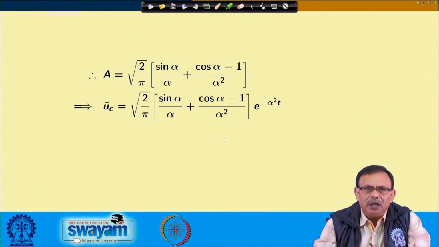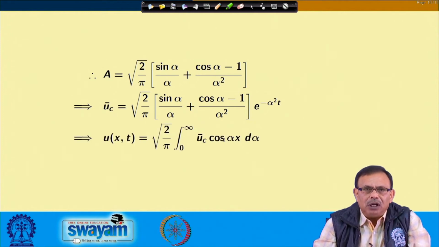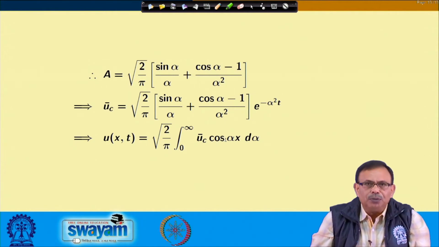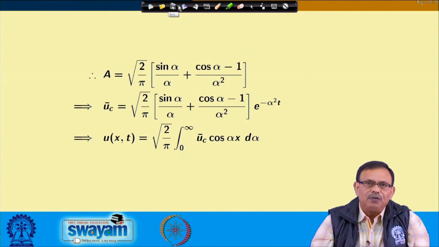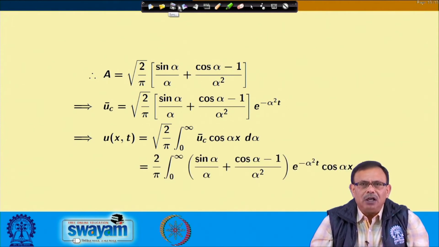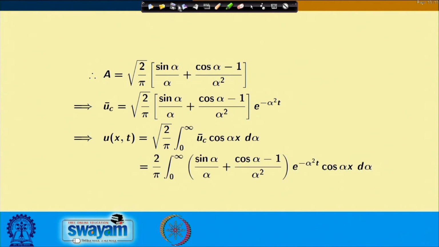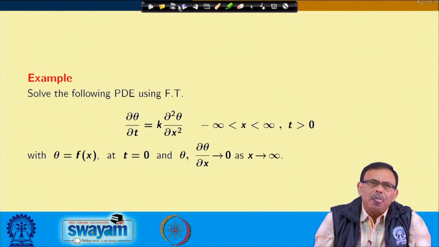Once I obtained a, I can find out u bar c as a function of alpha and t, and from here I can write down u x t is equal to root over 2 by pi, 0 to infinity, u bar c cos of alpha x d alpha, and you can substitute the value of u bar c over here and you will obtain the required integral. If I evaluate the integral, I can find the value of u x t. Now, let us see the other one.